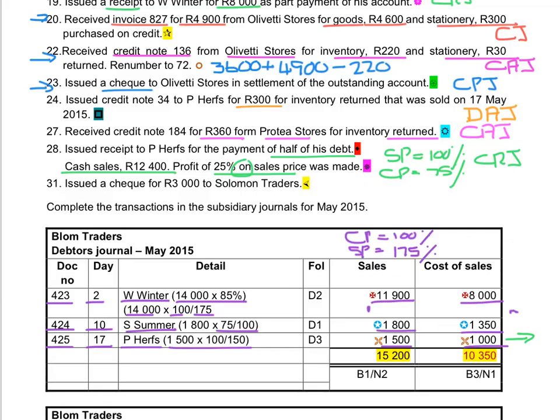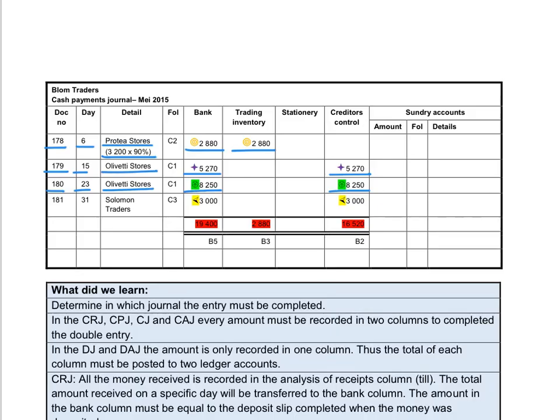Issued a check for 3,000 to Solomon Traders. When we issue a check, we will record it in the cash payments journal. Check number 181 was issued on the 31st to Solomon Traders. The money in the bank will decrease with 3,000 and the business will owe 3,000 less to the creditors.